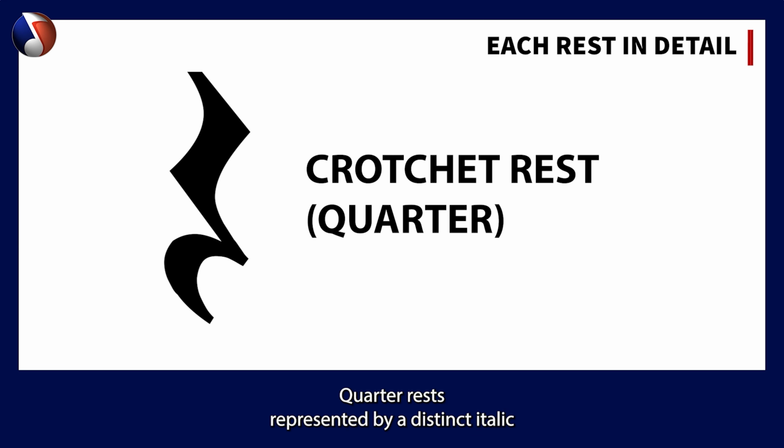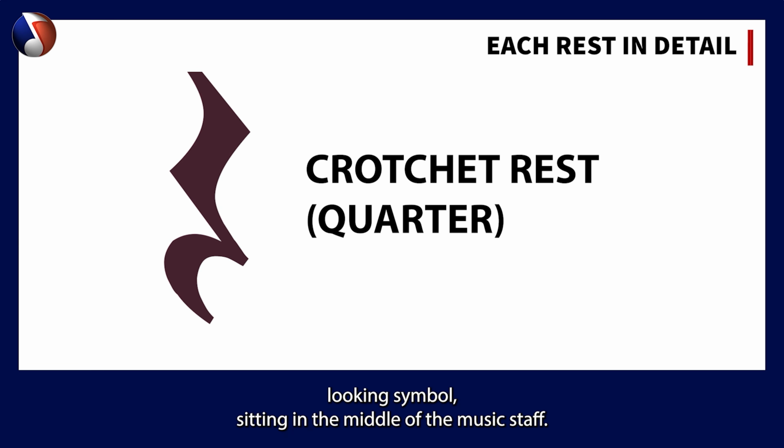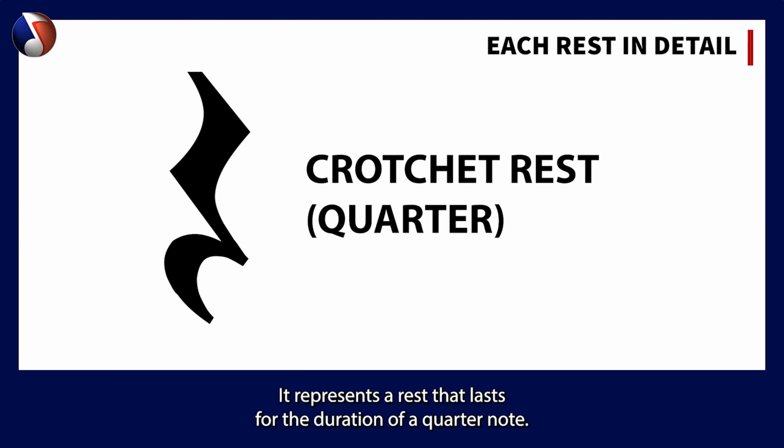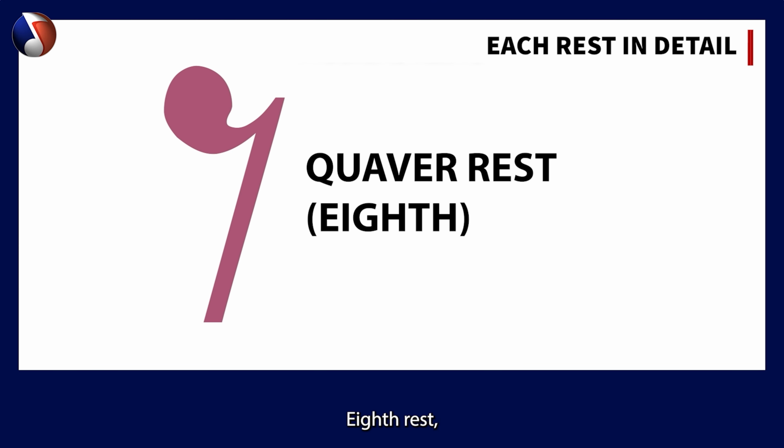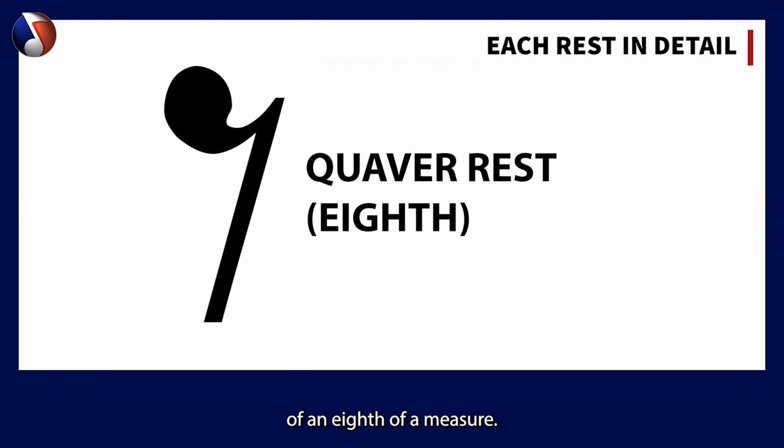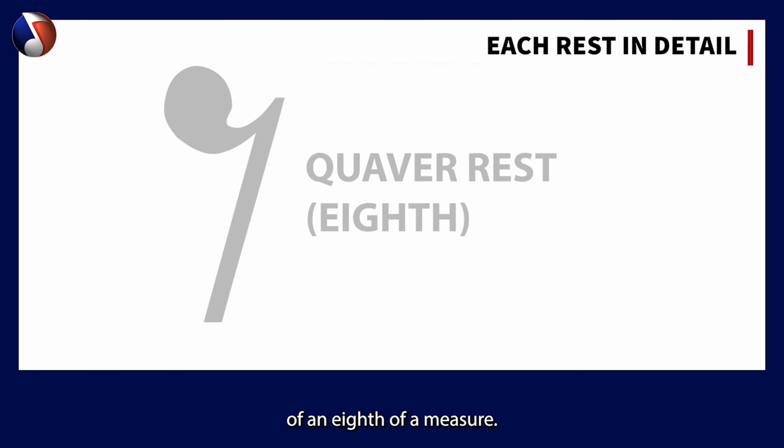Quarter rests are represented by a distinct italic looking symbol sitting in the middle of the music staff. It represents a rest that lasts for the duration of a quarter note. Eighth rest is represented by a number 7, which is mirrored. It represents a rest that lasts for the duration of an eighth of a measure.